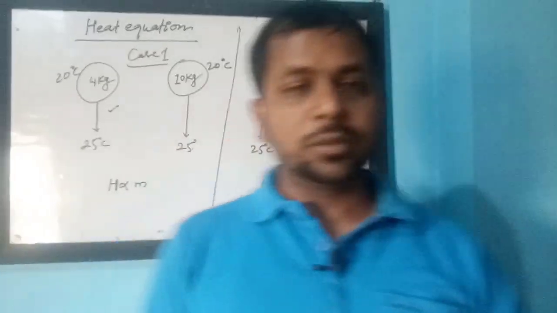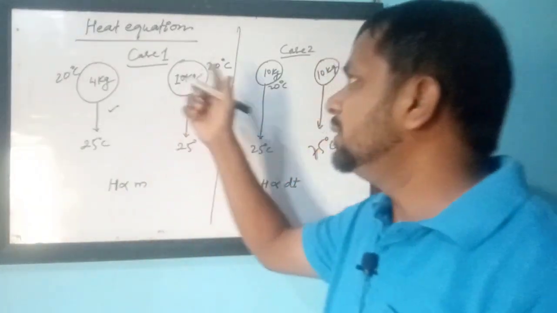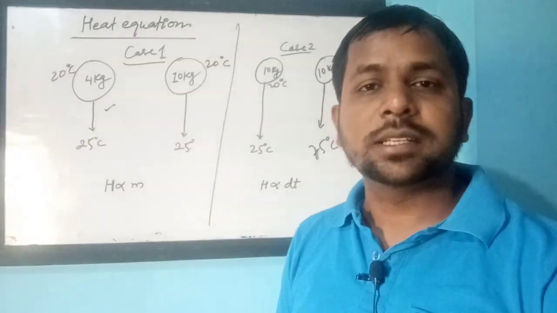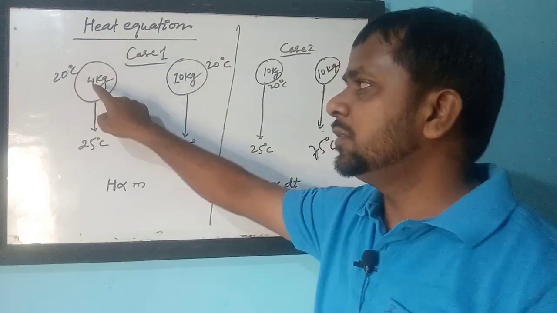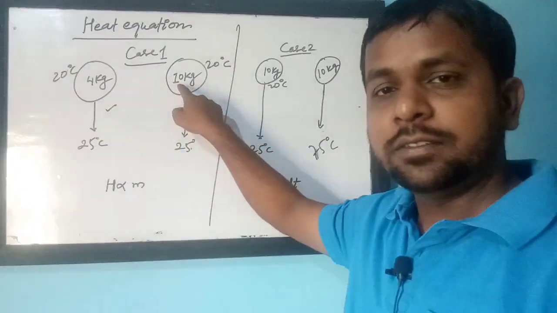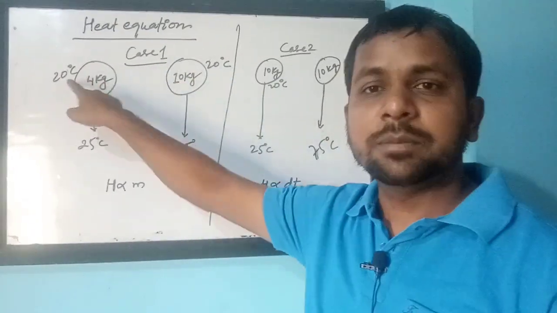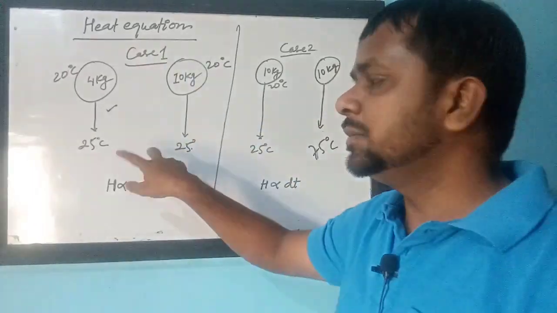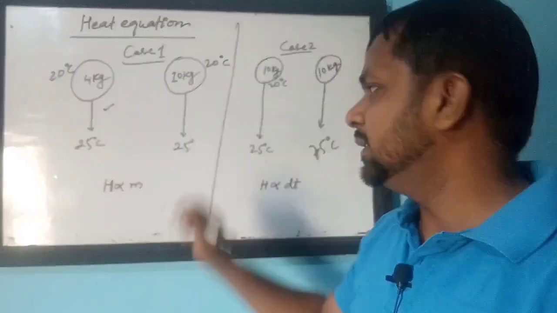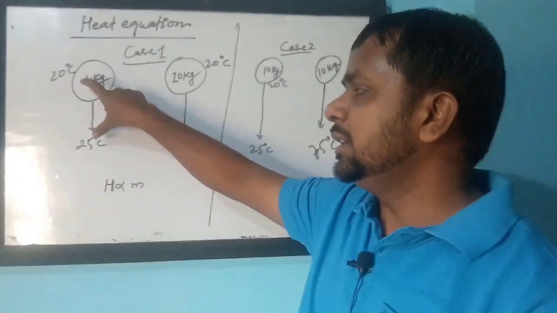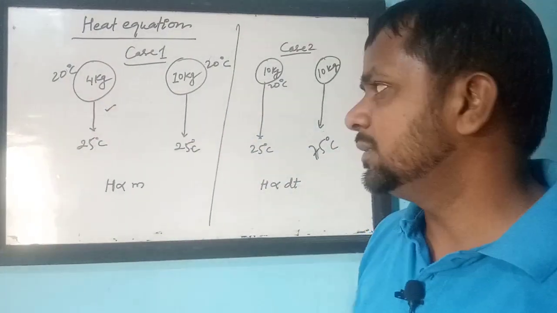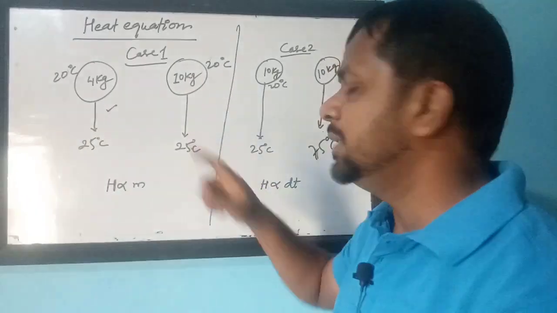Hello everyone. Today we are going to study the heat equation and specific heat capacity. Let us see, there are two cases. Suppose this body is of 4 kg and this body is of 10 kg. Both are at the same temperature and we are heating them to 25 degrees Celsius. We are creating the same temperature difference, 5 degrees Celsius difference, in both bodies.